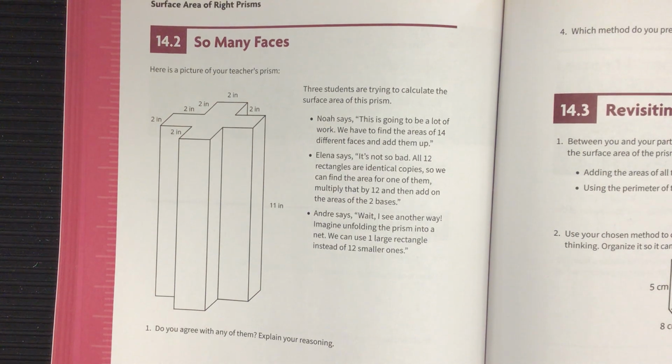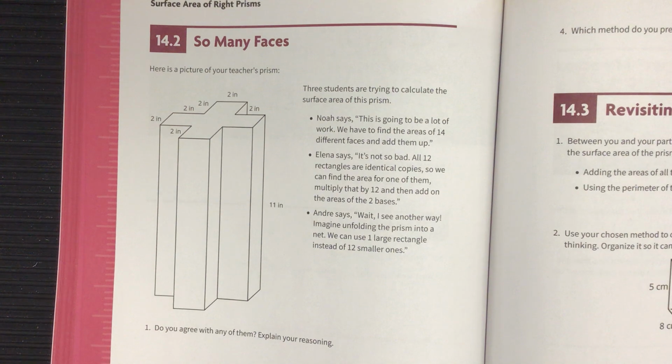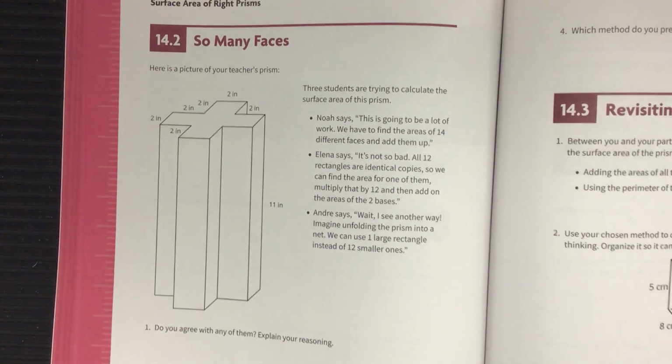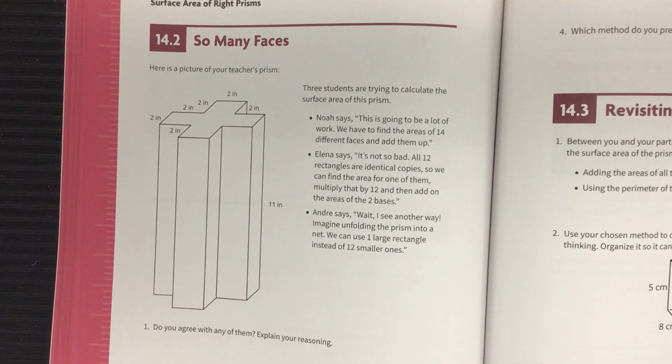Add them up. Elena says, well, that's not so bad. All 12 rectangles are the same. So we can find the area of one of them, multiply by 12, because there's 12 of them, and then add the top and bottom. Okay, Andre says, wait. I can see another way. Imagine unfolding it, and then you can have one large rectangle instead of 12 smaller ones. That's like the nets that we've been talking about.